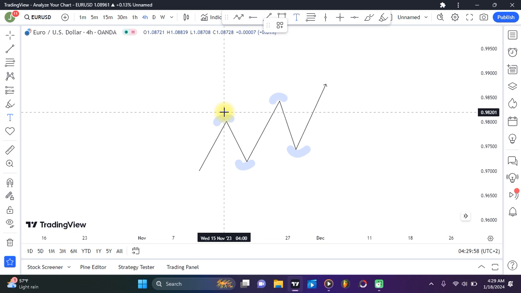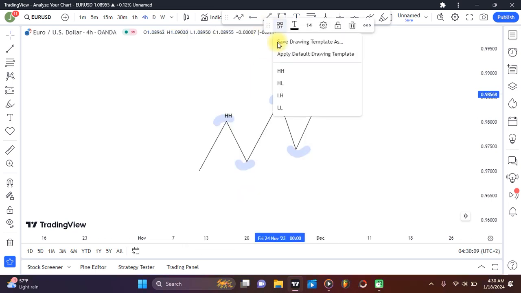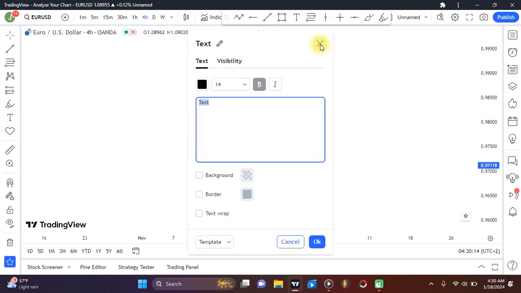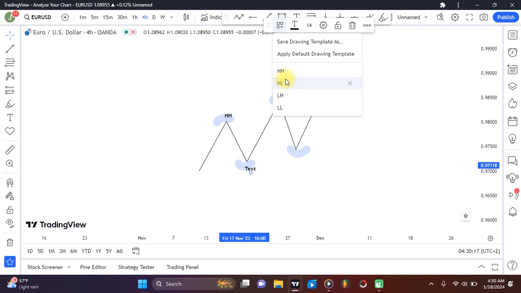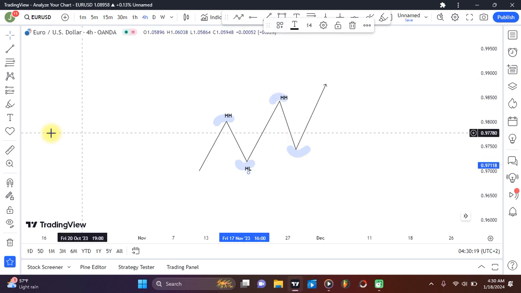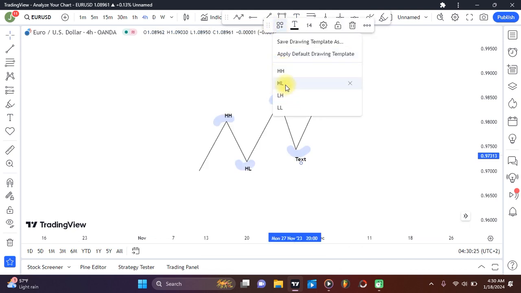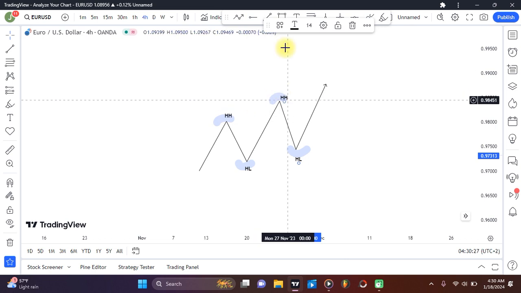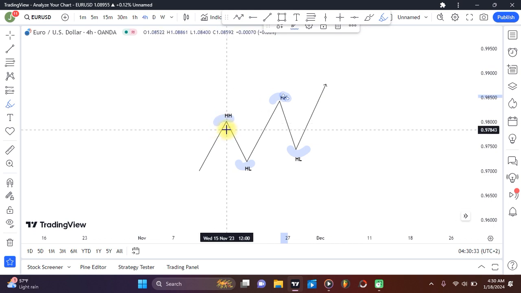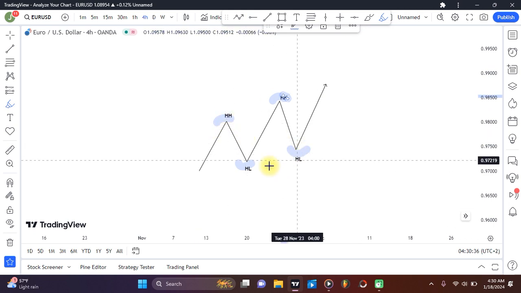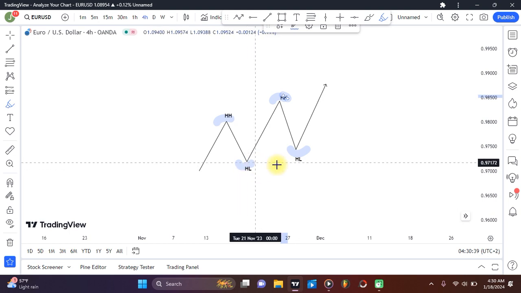This is a higher high, and this over here is also a higher high, and this is a higher low, this is a higher low, and this one over here is also a higher low. We are saying this is a higher high because this high is higher than the previous high over here, and this low is a higher low because it's higher than this low over here.